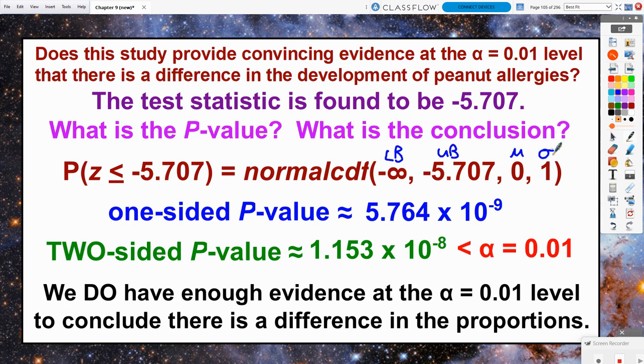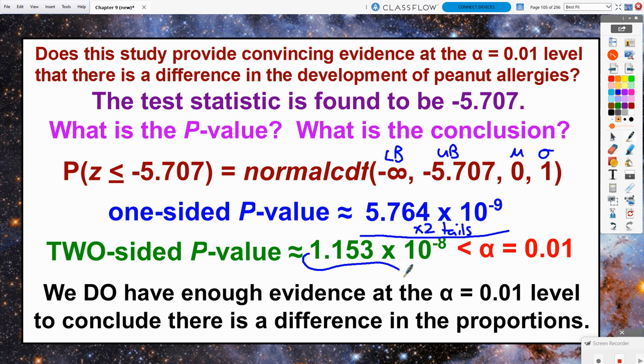Mu and sigma are both my typical 0 and 1. And I would get from my calculator a very small p-value, so small that my calculator gives it to me in scientific notation. But I have to remember that this is technically a one-sided p-value. So I need to multiply by 2 if I'm doing this by hand. If I use the calculator command for the test, it's going to automatically give me the two-sided p-value. But if I use the normal CDF command, I have to double this. Still, even doubling this crazy small number, it's still crazy small, right? This is still clearly less than an alpha level of 1%.